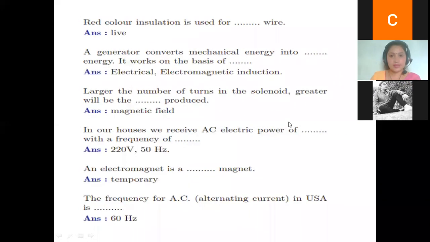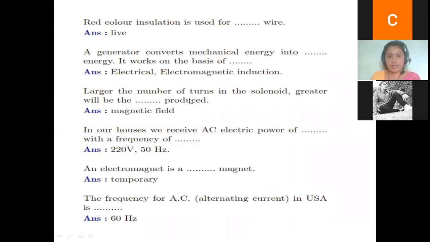So this is the answer. Red color insulation is used for live wire. Next, a generator converts mechanical energy into electrical energy. It works on basis of electromagnetic induction. I read out the answer, electrical and electromagnetic induction.